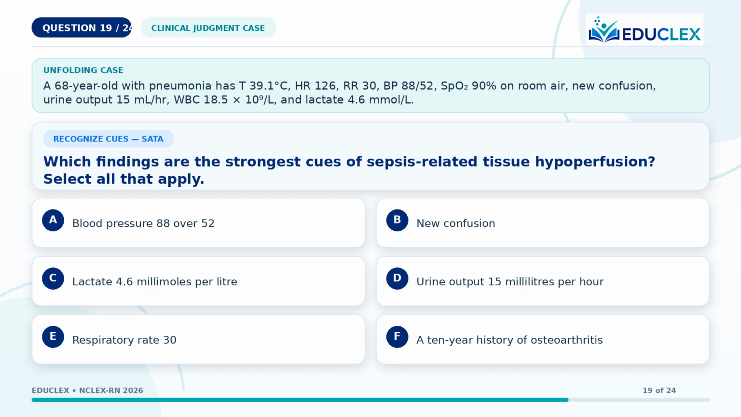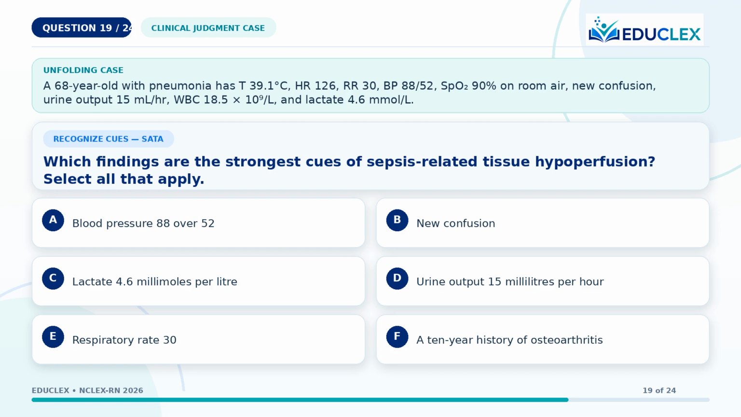Question 19. A 68-year-old with pneumonia has temperature 39.1 degrees Celsius, heart rate 126, respiratory rate 30, blood pressure 88/52, oxygen saturation 90% on room air, new confusion, urine output 15 milliliters per hour, white blood cell count 18.5 times 10 to the 9th per liter, and lactate 4.6 millimoles per liter. Which findings are the strongest cues of sepsis-related tissue hypoperfusion?